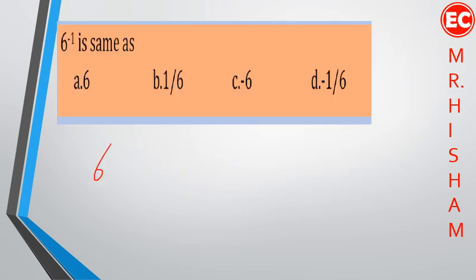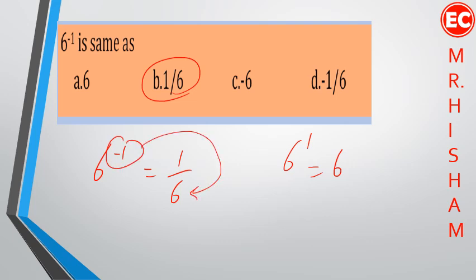6 to the power of negative 1 is 1 over 6. Why? Because 6 to the power of 1 is equal to 6, and the negative stays down. So flip the fraction.